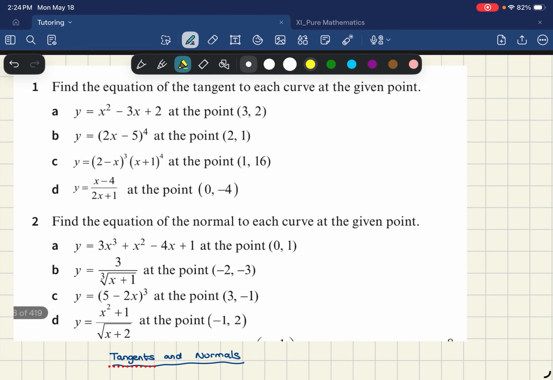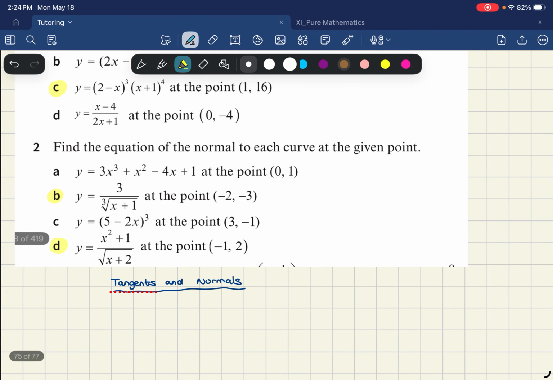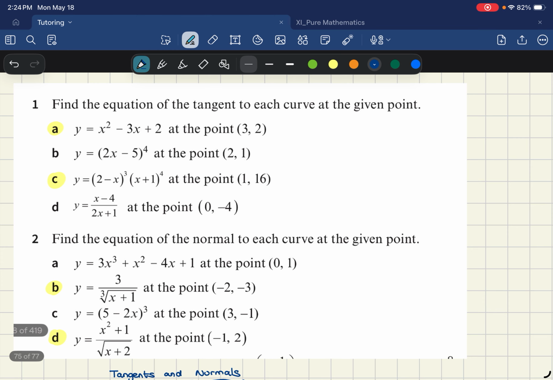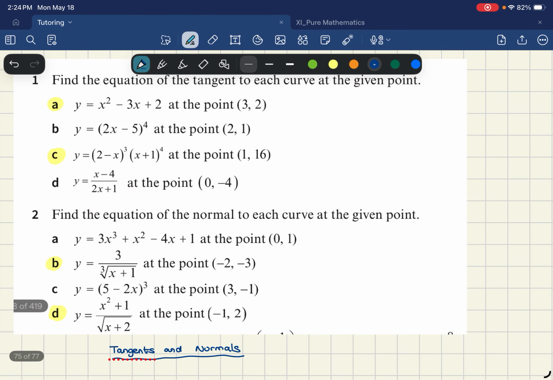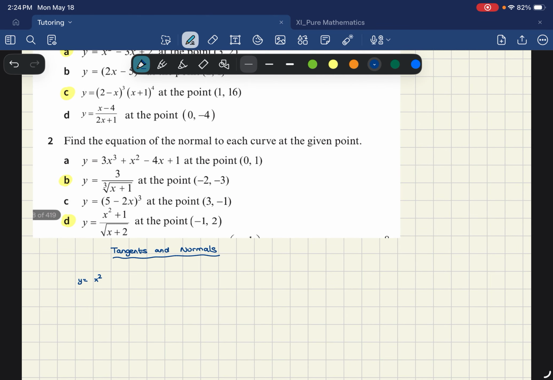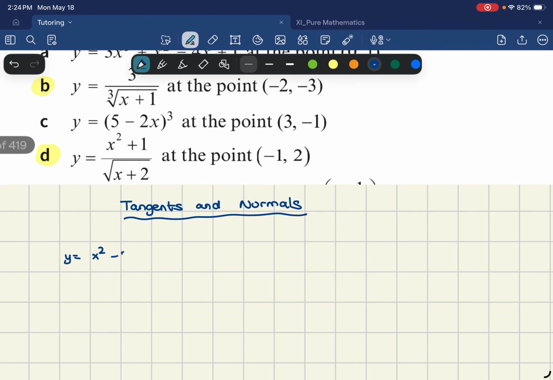So for question 1, I'm going to do A and C. For question 2, I'm going to do B and D. All right. So question 1 asks me to find the equation of the tangent to each curve at the given point. So my first curve is y is equal to x squared minus 3x plus 2 at the point (3, 2), right?